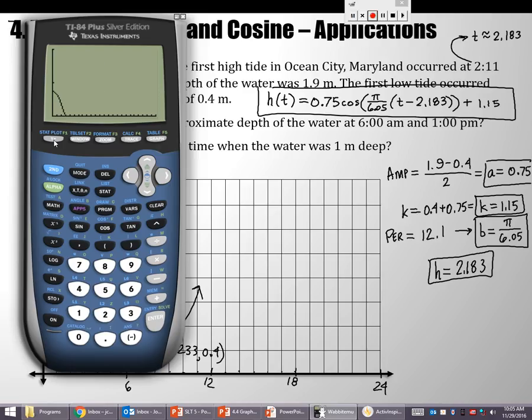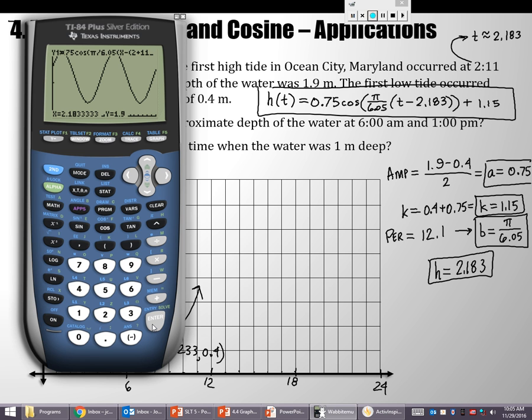Something went wrong. Oh, I need another set of parentheses. There we go. Does that look good? It's looking like my graph up here, I think. We'll actually test it for sure in a second. We'll see that if we plug in 211, let's actually hit trace and type in 211. Are we at 1.9? Ah, good.